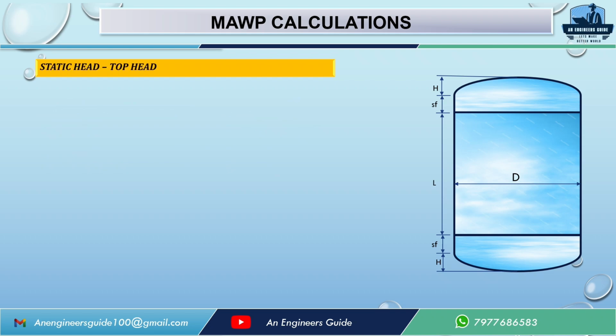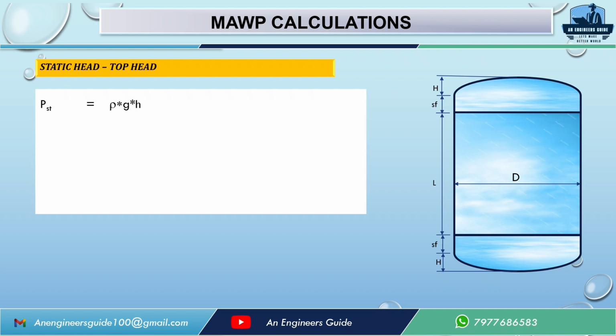Now first of all, let's calculate the static head of top head. So here P is equal to rho g h, which is the well-known formula to calculate the static head. So rho is 1000, g is 9.8066, and h is 0.250 plus 0.050, where 0.050 is nothing but the straight face. So here you get the answer as 2941.980.